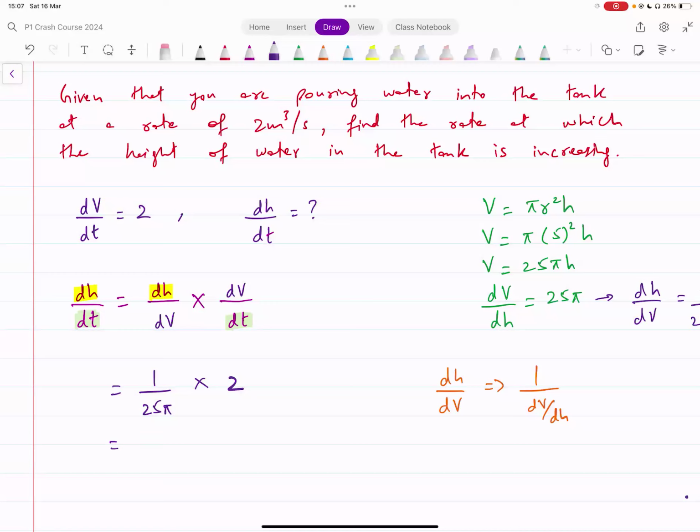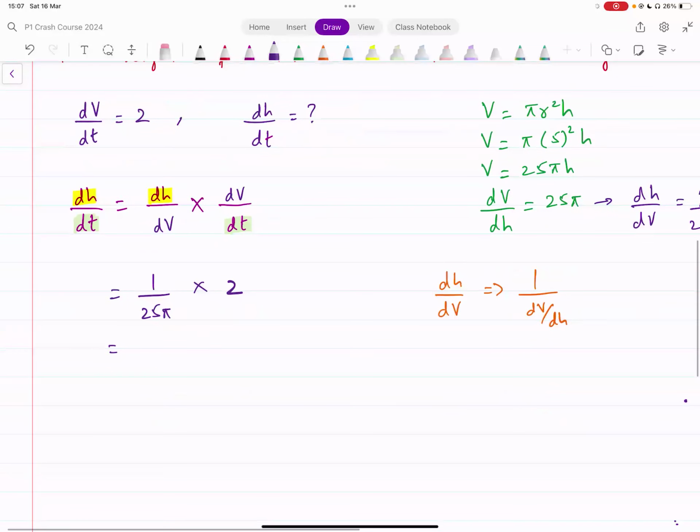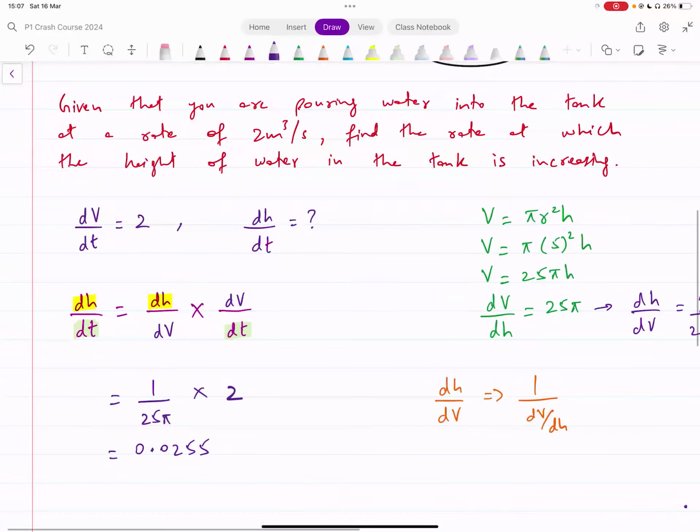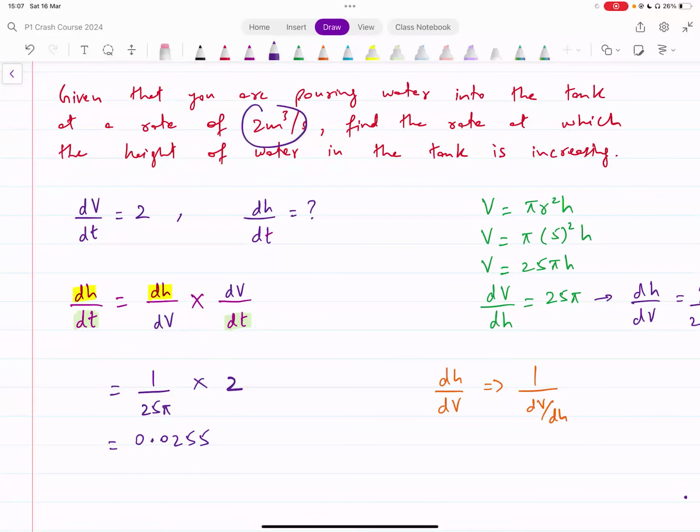You can just evaluate this on a calculator now. 2 divided by 25 pi is giving me 0.0255. That's the rate of change of height with respect to time. So if the volume of water is increasing at a rate of 2 meter cube per second, the corresponding increase in height every second would be 0.0255. This is the rate of change of height with respect to time. Okay, so that's the concept of rate of change.